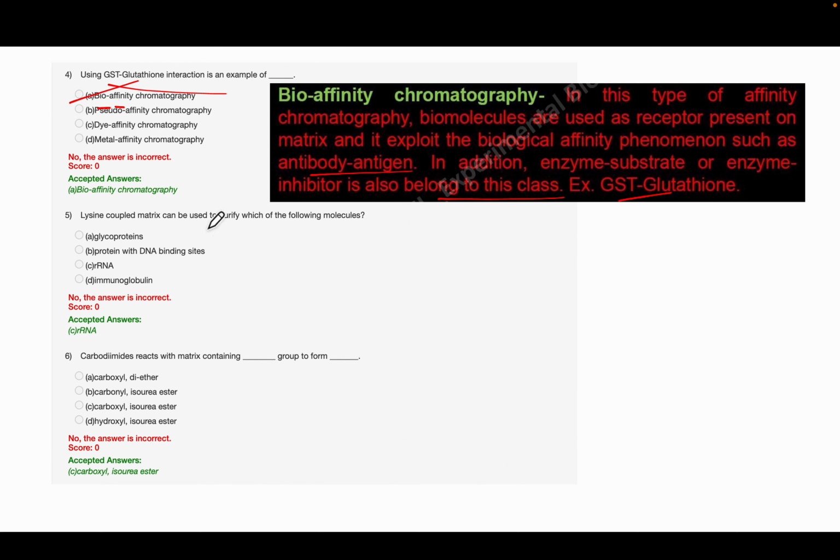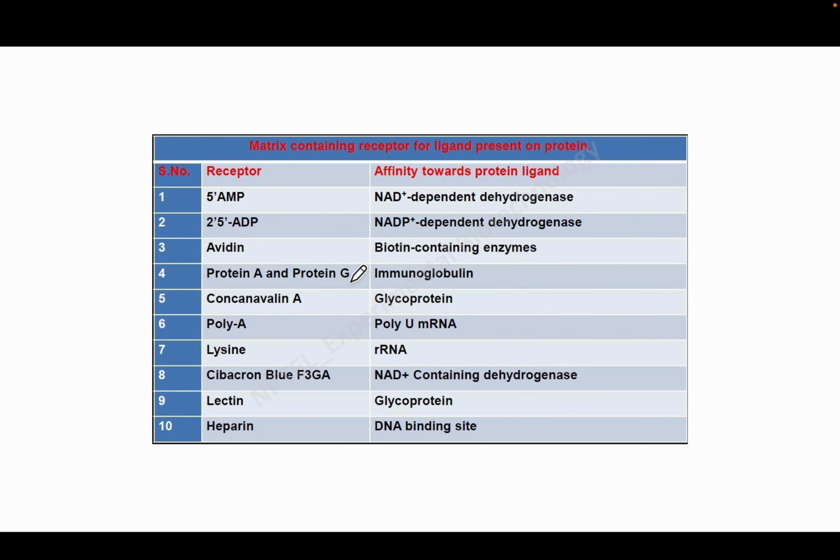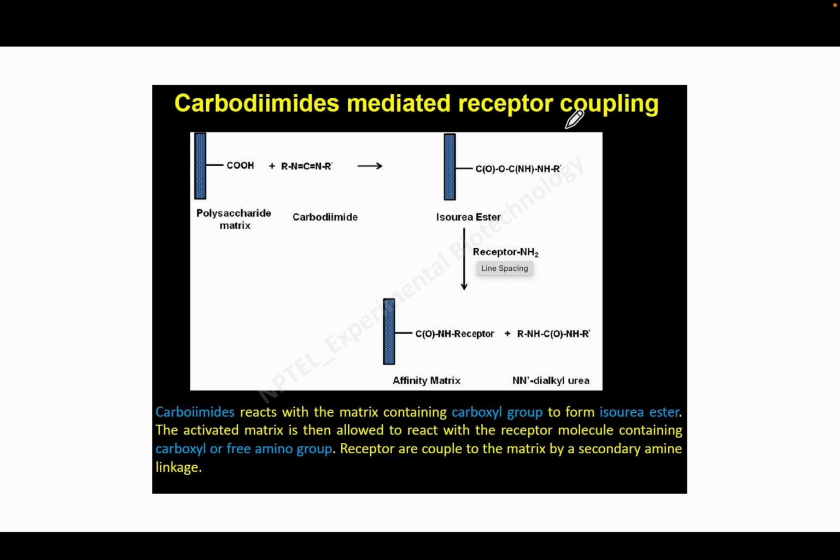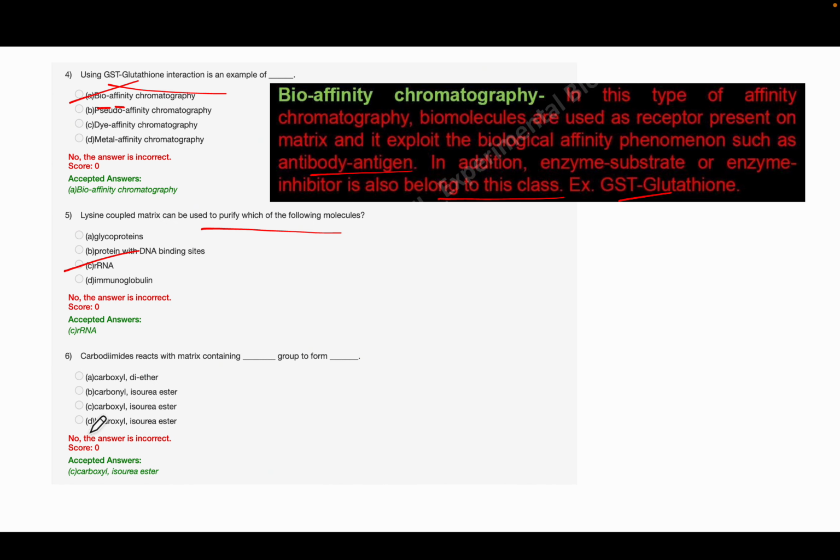Lysine coupled matrix can be used to purify which of the following molecules? The answer will be rRNA. We provided one list of the different receptors, and this is the matrix containing receptors for ligand present on protein. So for lysine, the affinity is towards rRNA. Okay.